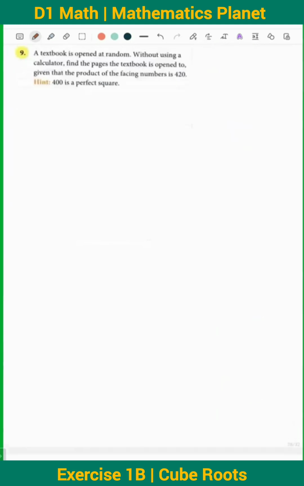Okay, miss. A textbook is opened at random. Without using a calculator, find the pages a textbook is open to, given that the product of the facing page numbers is 420.